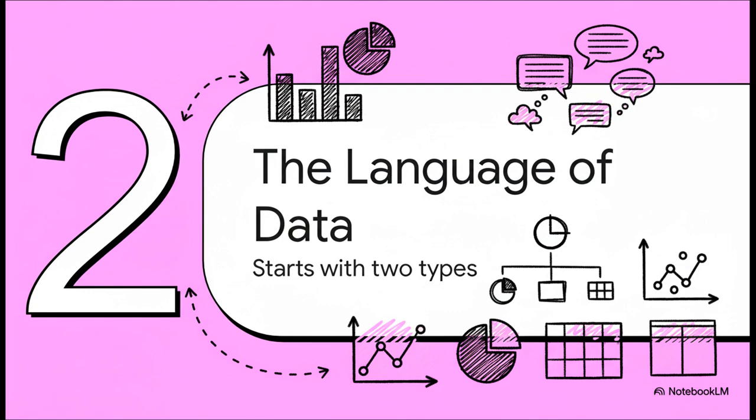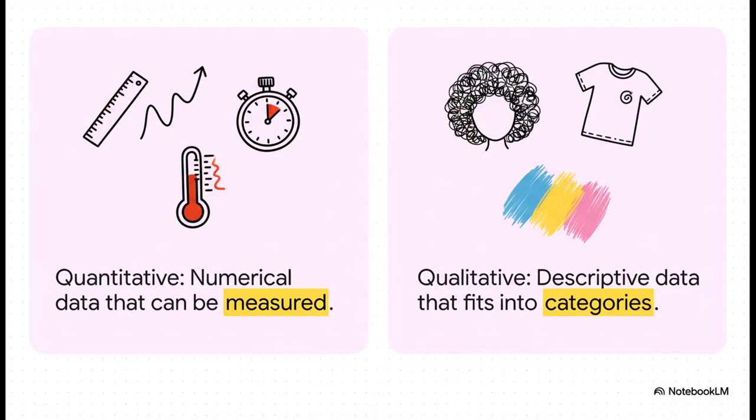But before you can tell a great story, you've got to learn the basic grammar, right? The language of data all starts with two key types. And trust me, understanding these two is the secret to picking the right visual every single time. First up, we have quantitative data. Just think quantity. It's anything you can measure with a number. Things like your height, the temperature outside, or how much something costs.